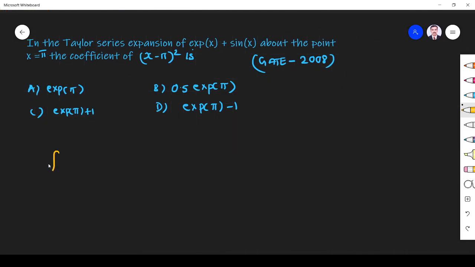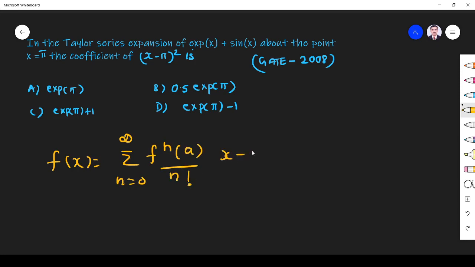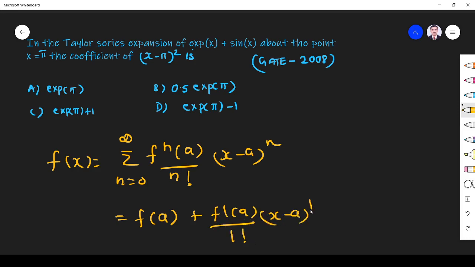So first we write the Taylor series expansion. f of x is equal to summation n goes from 0 to infinity f^n(a) divided by n factorial into (x minus a) whole power n. So expand it: f of a plus f dash a by 1 factorial (x minus a), for n is equal to 1, plus f double dash a divided by 2 factorial (x minus a) square.